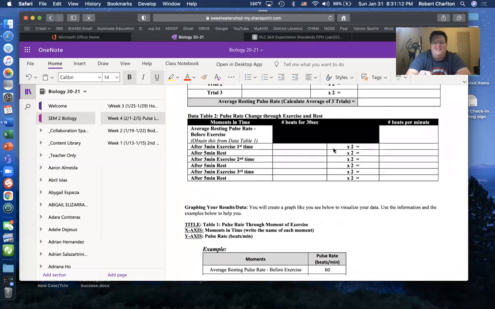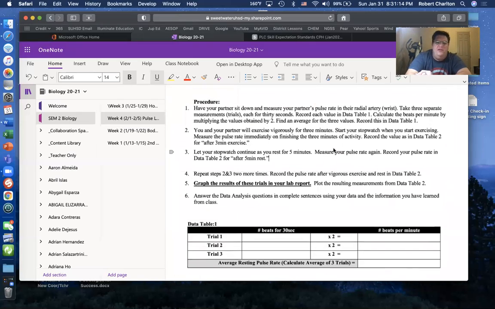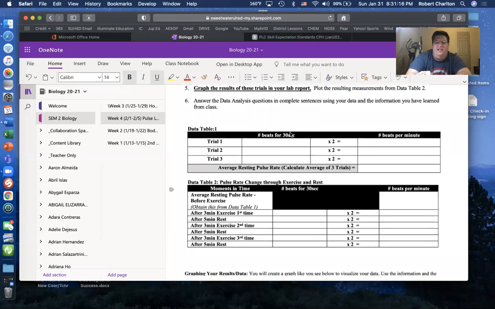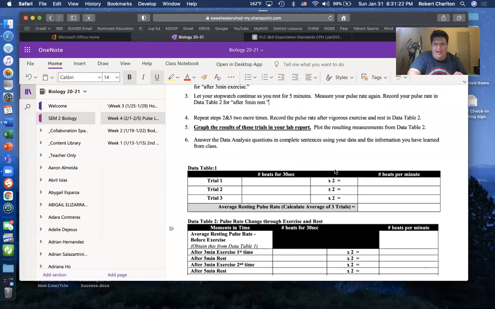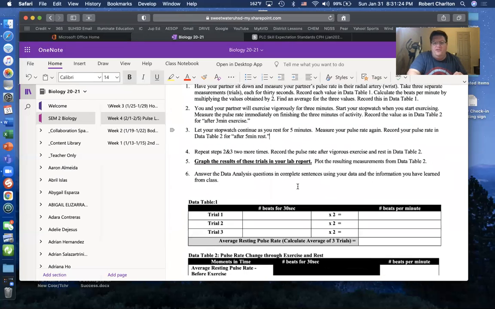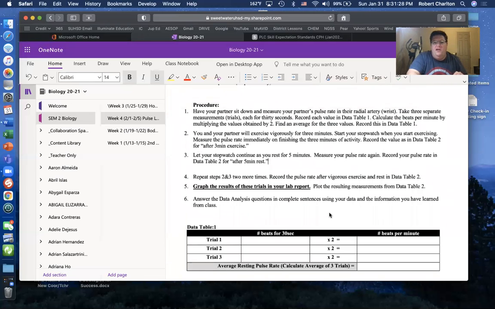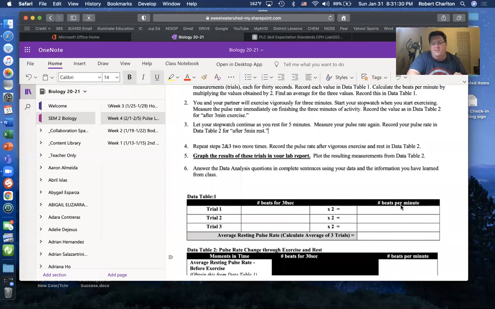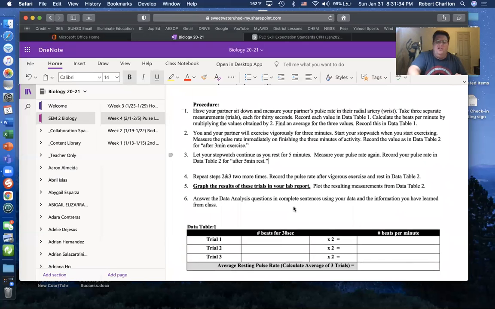All right, what is this lab? So I'm going to briefly explain what it is by looking at the data tables. So you're going to get a stopwatch, and you are going to first figure out what your resting heart rate is. And so we're going to try to figure out what it is in beats per minute, but we're only going to measure it for 30 seconds. So you're going to get your stopwatch, you're going to put it on a 30-second timer, and when you hit go, count the number of beats.